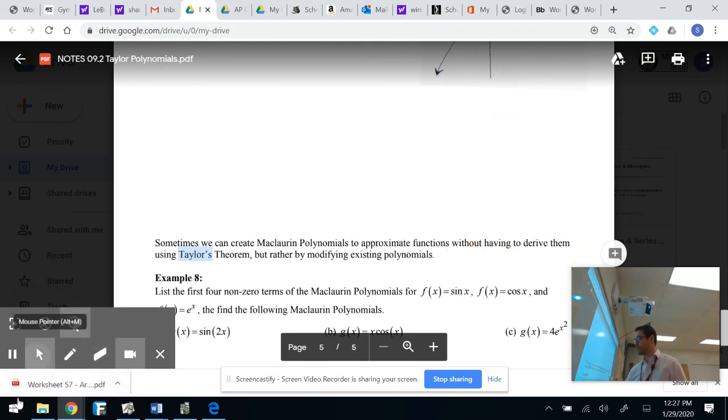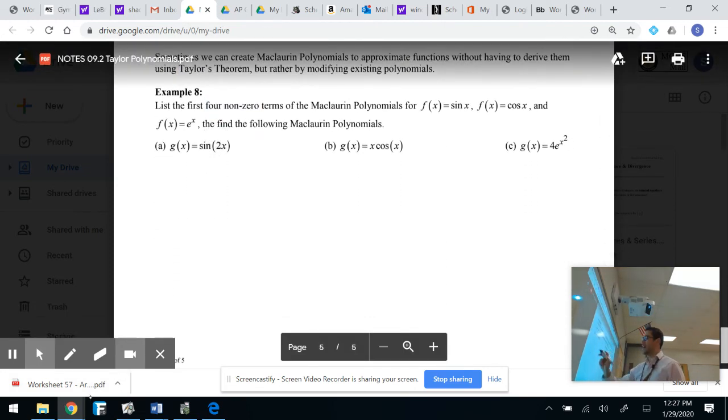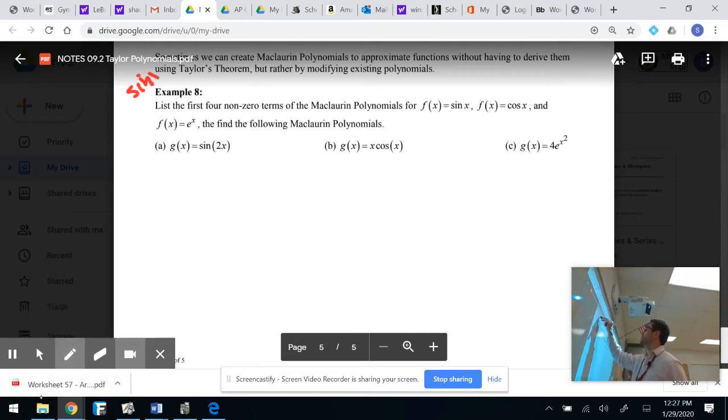Now, how can we use those that we need to have memorized? You better have them memorized. Put it on those little cards you got, everybody. You better know what sine x is equal to as a Maclaurin polynomial, what cosine of x is equal to as a Maclaurin polynomial, and e to the x. And there is one more, but we will get to it a little later.